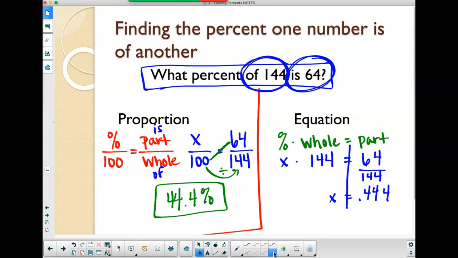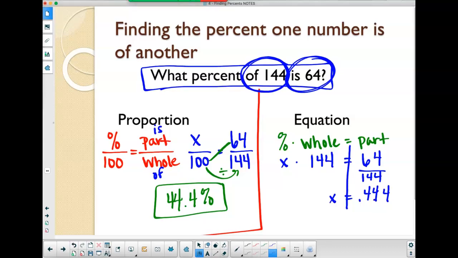So this is the reason why I'm not always such a big fan of the equation, because now, this is not the percent, that's the decimal. I have to change this decimal into a percent. How do I change a decimal into a percent? Savannah? You move it 2 places to the right. Yeah, move your decimal 2 places. So 1, 2. So it'd be 44.4%. Okay? Don't forget a percent sign when you're asking to find a percent.